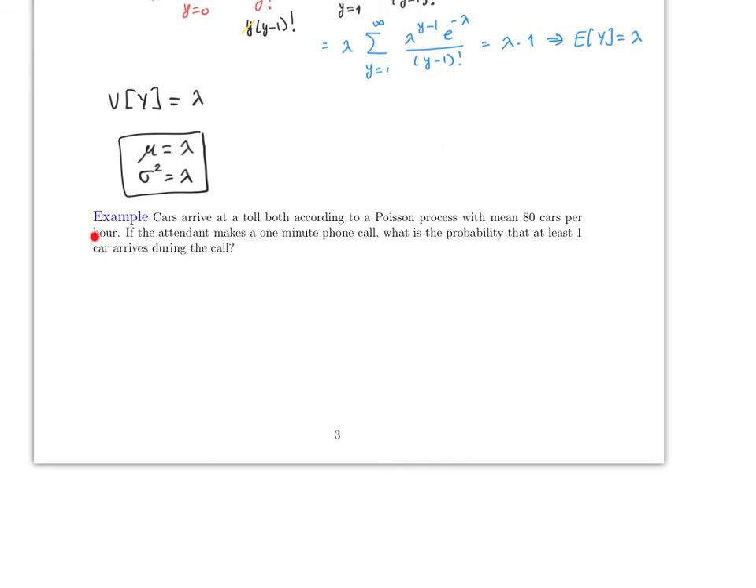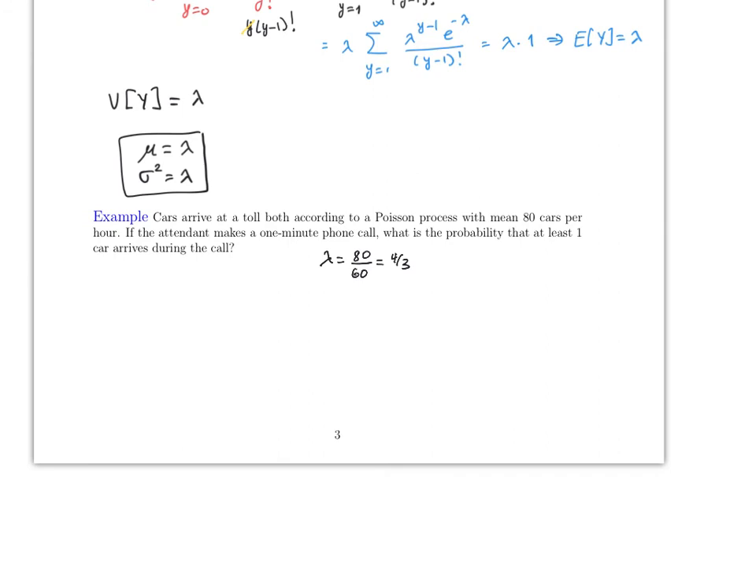So here the intervals are very important, and you need to be careful with that. If the attendant makes a 1 minute call, so now you go from 1 hour to 1 minute, that means that lambda is going to be 80, because it's 80 per hour divided by 60. So this will give you 4/3 per minute. Okay.